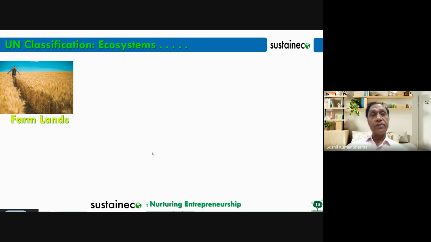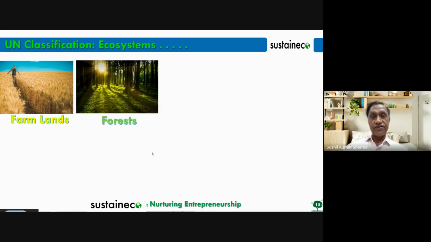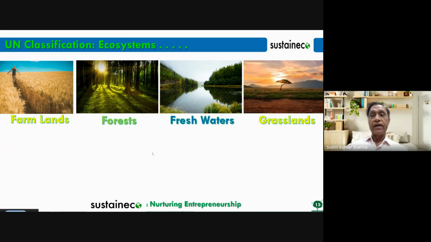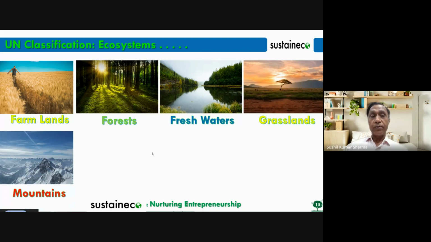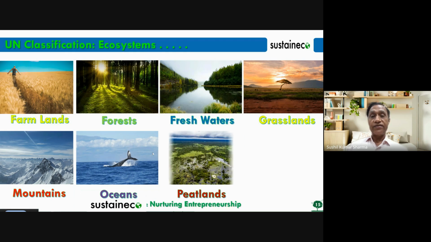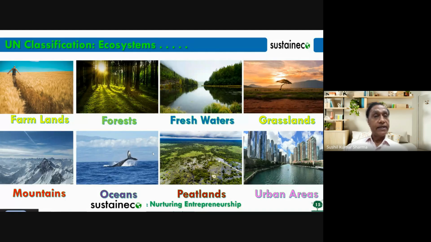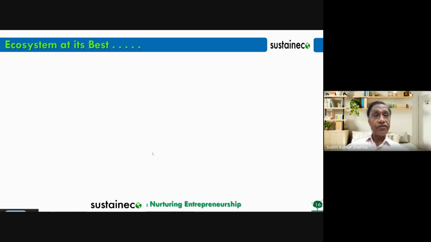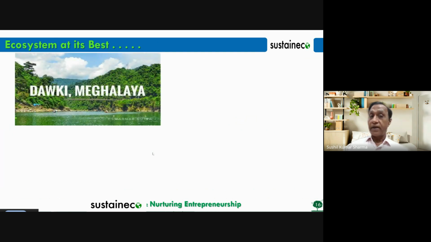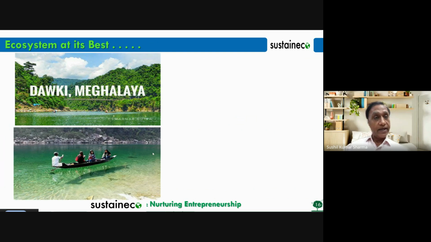The United Nations classified ecosystems into 8 categories, beginning with farmlands, forests, fresh waters, grasslands, mountains, oceans, peatlands, and urban areas. Integrating these 8 ecosystems gives the globe as a whole. Ecosystems, these are some real life examples from our country.